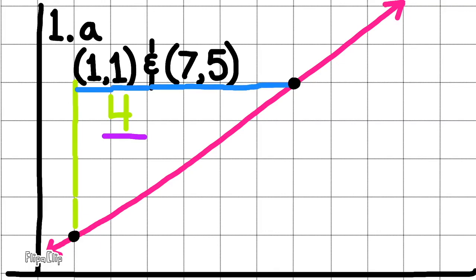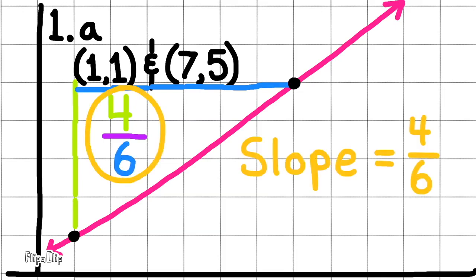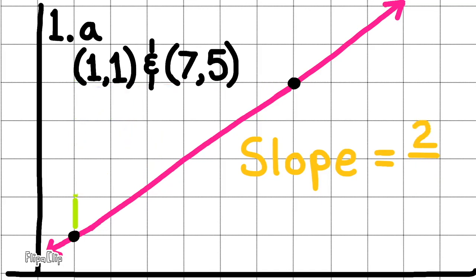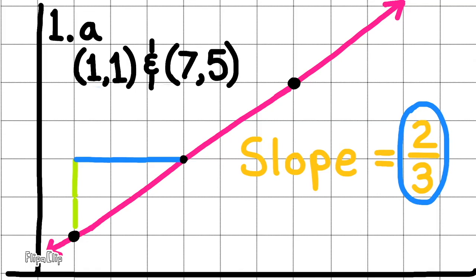The difference in the y values is 5 minus 1, and that's 4. And the difference in the x values is 7 minus 1, and that's 6. So the slope is 4 over 6. Take a look at the slope. You can see that you rise up 2, and you move to the right 3. So that's a rise over run, or a slope of 2 over 3, or 2/3. It's also equivalent to 4/6.